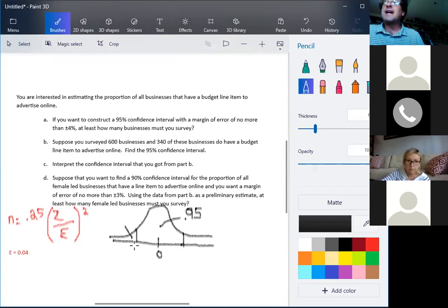And the way Kyle got it, I guess, is he took 1 minus 0.95 and got 5% or 0.05, because the inside's 95%, the outside's 5%. But then the left-hand side's only half of that. Half of 5% is 2.5% or 0.025.